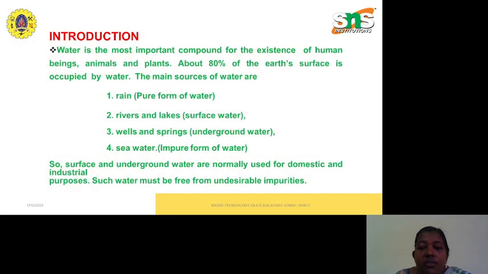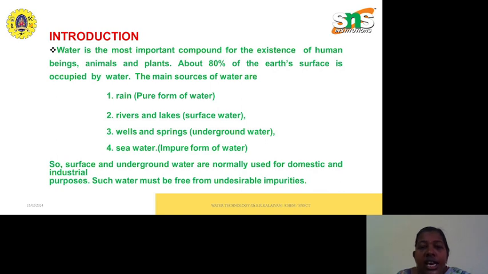First, introduction. Water is the most important essential component for all living organisms. About 80% of the earth's surface is occupied by water. The main sources of water are rainwater, rivers and lakes, that means surface water, wells and springs, that means underground water, and seawater. Among these water sources, rainwater is the pure form, but it is very difficult to collect, whereas seawater is the most impure form.